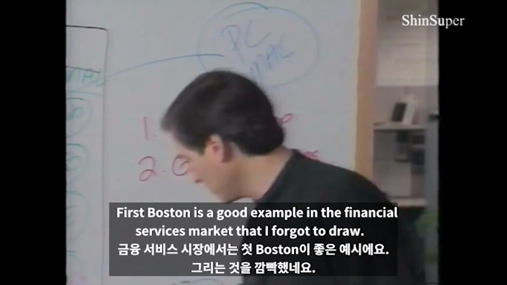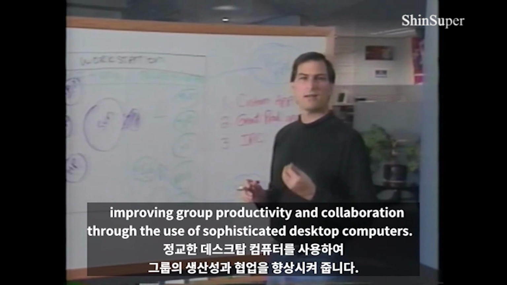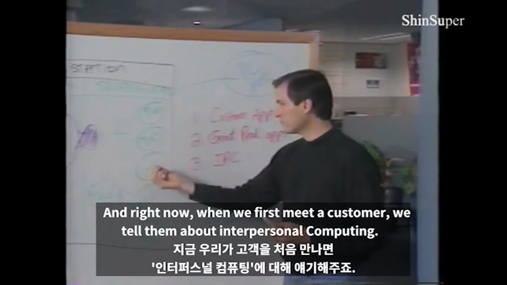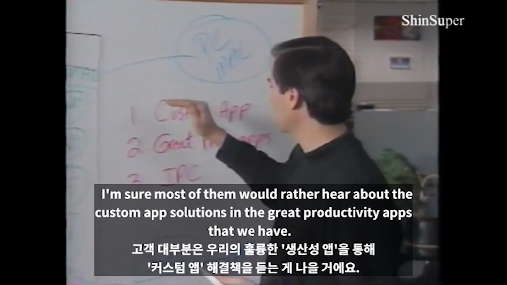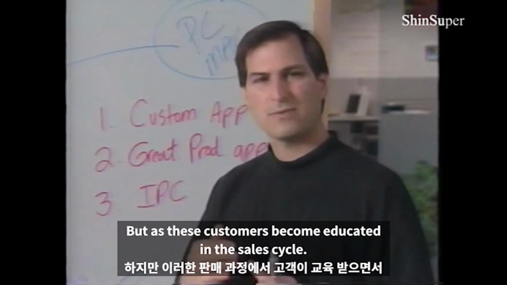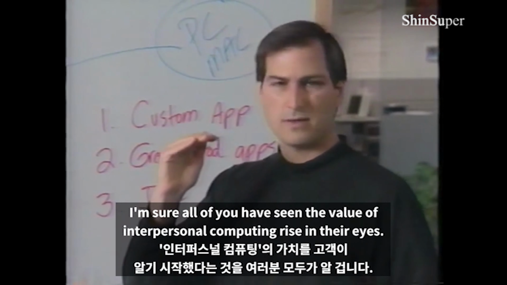The third reason that people are moving in, which is one that I think will not become paramount in 1991, but within 24 months will be the largest reason people are buying our computers, is interpersonal computing. Improving group productivity and collaboration through the use of sophisticated desktop computers. And right now, when we first meet a customer, we tell them about interpersonal computing. I'm sure most of them would rather hear about the custom app solutions and the great productivity apps that we have. But as these customers become educated in the sales cycle, I'm sure all of you have seen the value of interpersonal computing rise in their eyes.